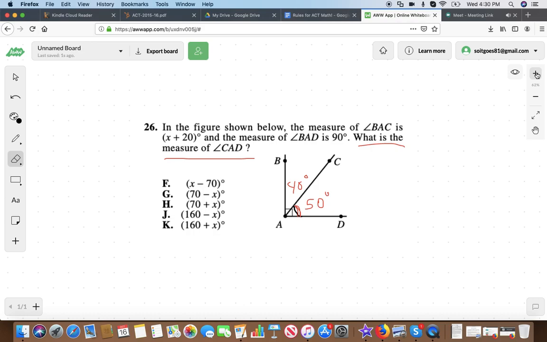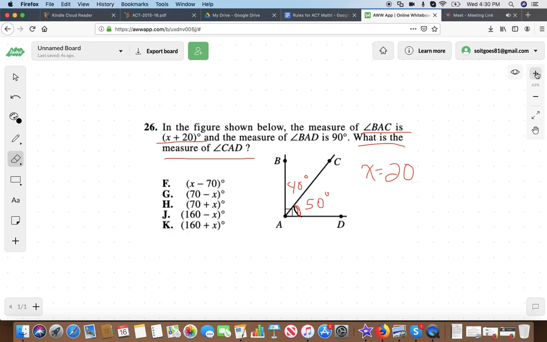All right, so notice I don't see a 50 in any of the answer choices, but they tell us that BAC is x plus 20. And if BAC is x plus 20, what's x going to be? BAC is 40 degrees. What does x have to be? 20 degrees, or just 20. Does that make sense so far?